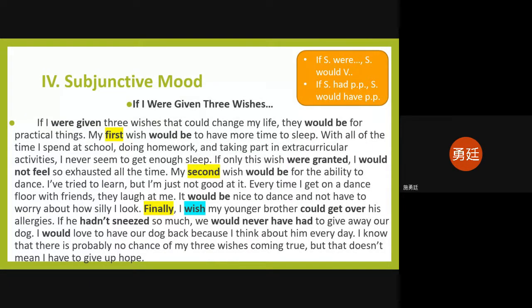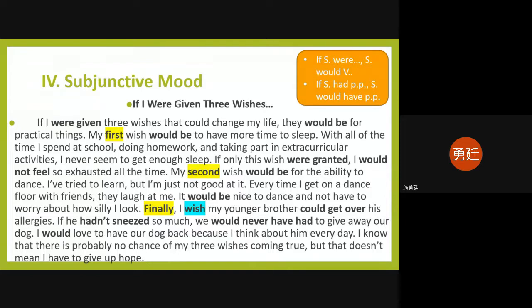So the article says: If I were given three wishes that could change my life, they would be for practical things. The first sentence, the topic sentence, clearly says that my wishes are all practical things. Here it says, my first wish would be to have more time to sleep. In other words, this person does not have enough time to sleep. So that's why my first wish would be to have more time to sleep. Here it uses would be, contrary to present fact. With all the time I spend at school doing homework and taking part in extracurricular activities, I never seem to get enough sleep. Here the tense turns back to describe the present situation.